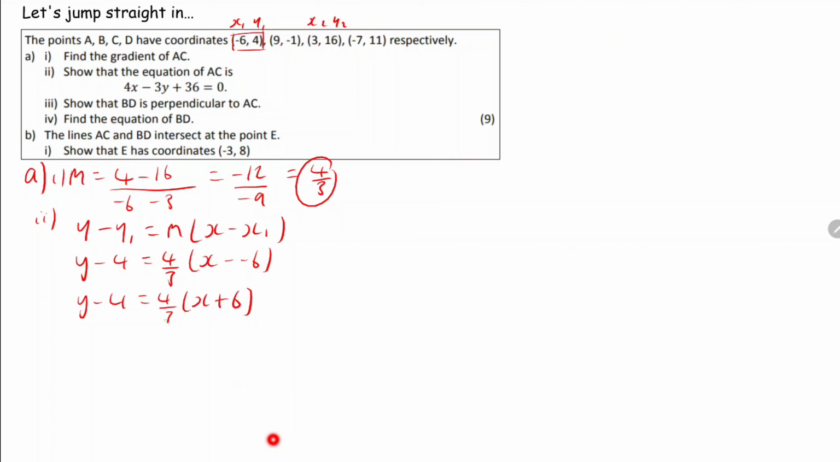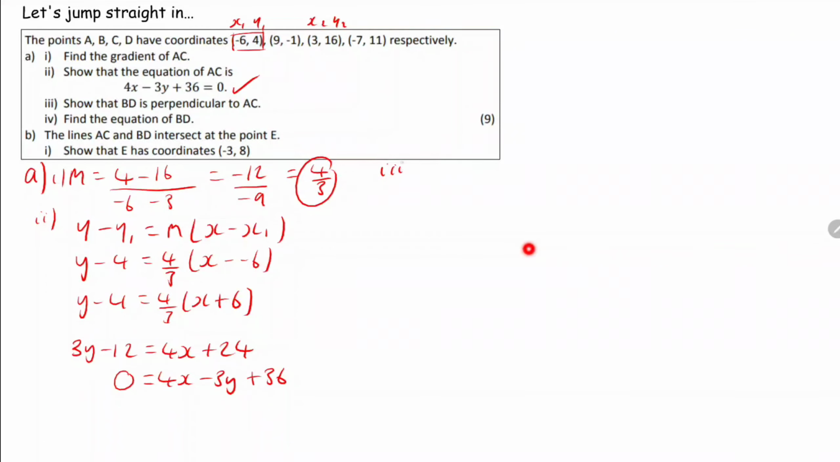Now to deal with the 3 at the bottom here, we're going to multiply the left hand side by 3, which gives us 3y minus 12 equals, I'm going to expand the brackets at the same time, so 4 times x is 4x, 4 times 6 is plus 24. Then we're going to take everything to the right hand side, leaving nothing on the left. The 4x is going to stay there and be positive. We bring the 3y over, which becomes minus 3y, and then add the 12 onto 24, which gives us 36, which is what we needed.